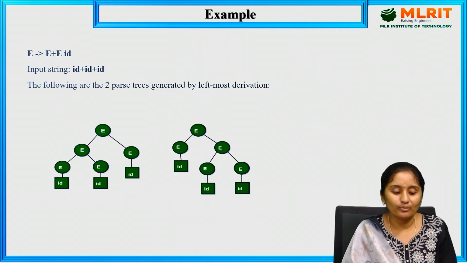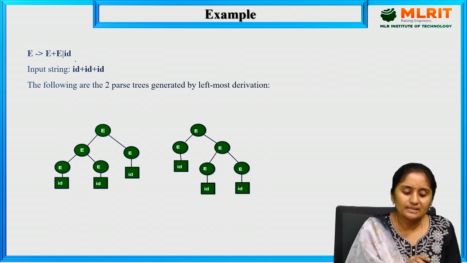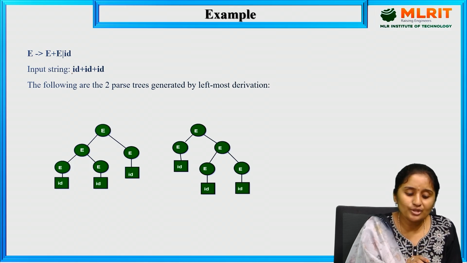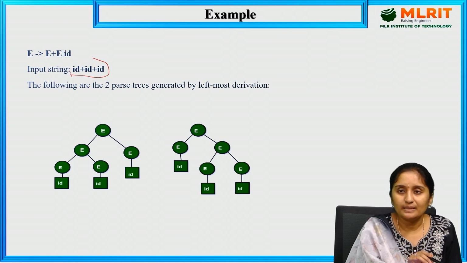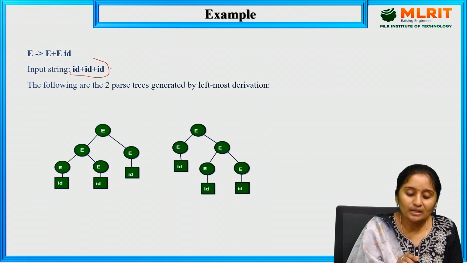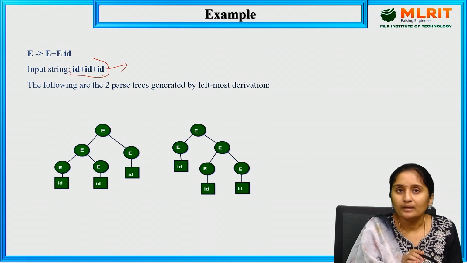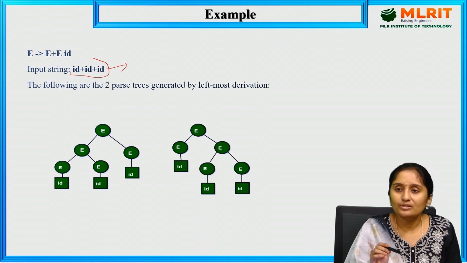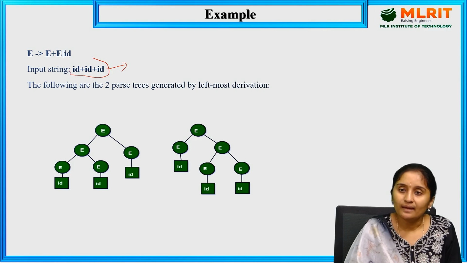Let us go for one more example. E produces E plus E or ID. So I need to generate the string ID plus ID plus ID, and check whether the given grammar is ambiguous or not. I told that an ambiguous grammar is one that generates more than one leftmost derivation, or more than one rightmost derivation, or more than one parse tree.